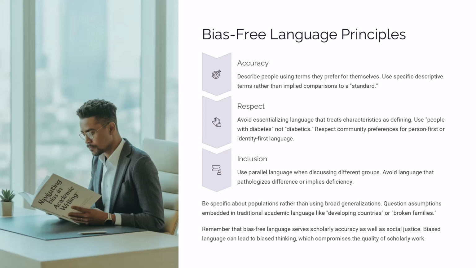If you refer to one group by a specific characteristic, use similar specificity for comparison groups. Instead of women and minorities, use women and men from diverse racial and ethnic backgrounds, or specify the particular groups you're discussing. Avoid language that pathologizes difference or implies deficiency. Instead of suffers from or victim of, use neutral descriptors like has or experiences. Instead of confined to a wheelchair, uses a wheelchair. These changes reflect understanding that many conditions or characteristics are not inherently negative experiences. Be specific about the populations you're discussing rather than using broad generalizations.